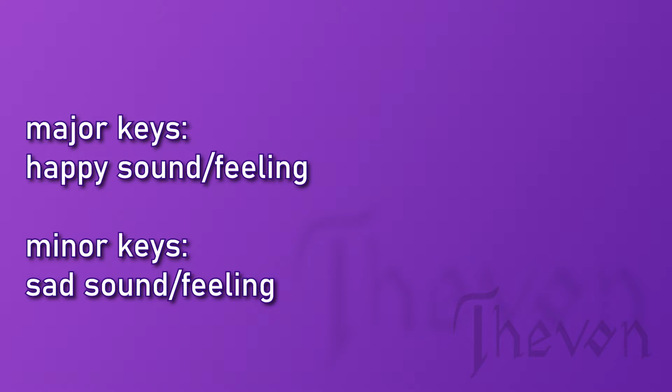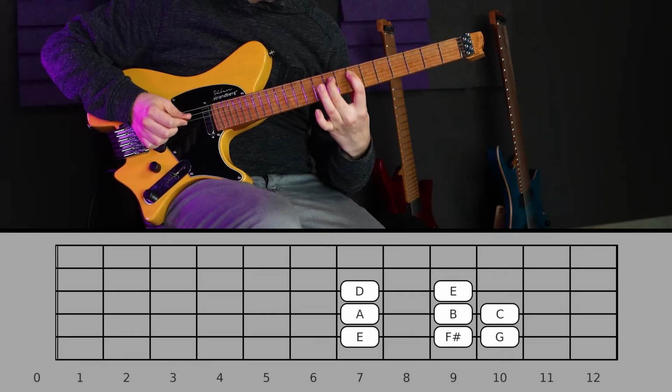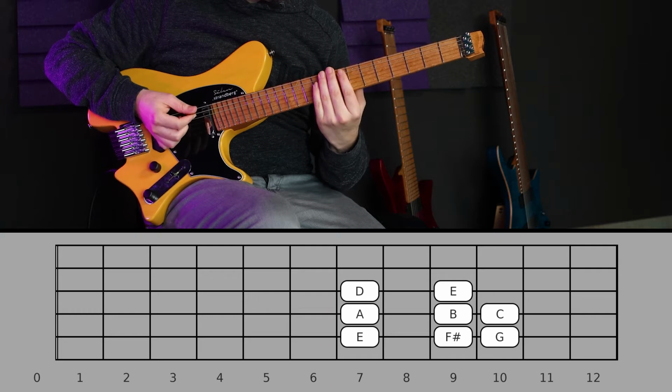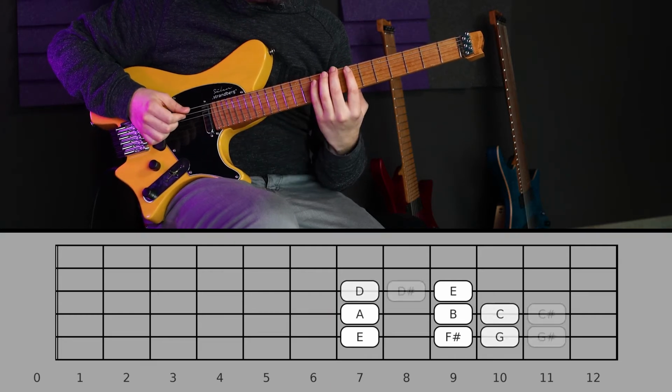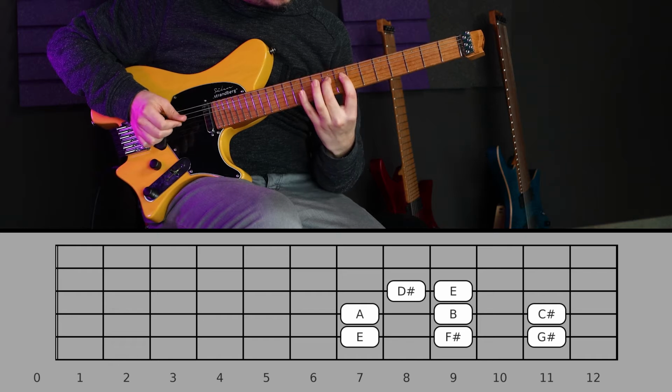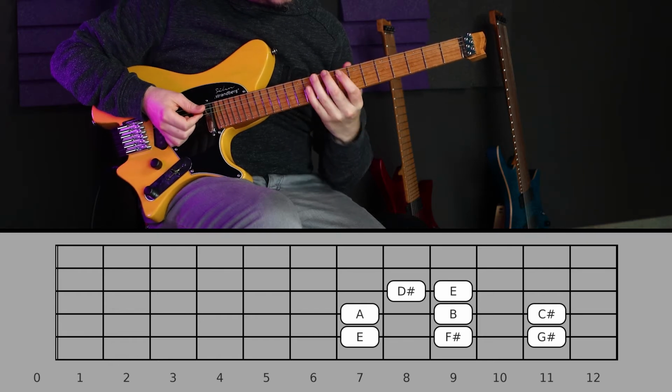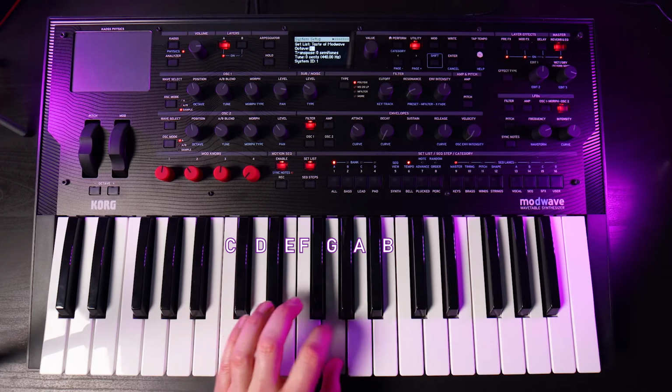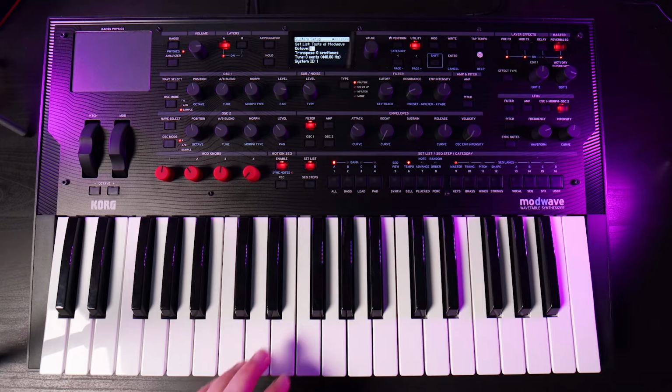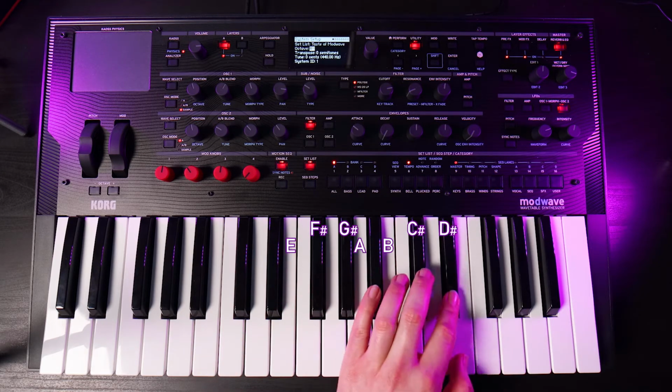Let's do the same thing on guitar, but instead of C as our tonic, we use E. Let's start with the E minor key. And now the E major key. And now let's compare the C major key with the E major key. As you can hear, both have the same happy feeling, but since they use a different tonic, their set of tones aren't exactly the same.